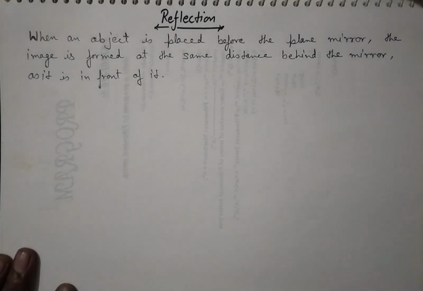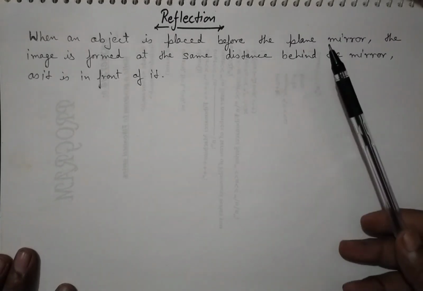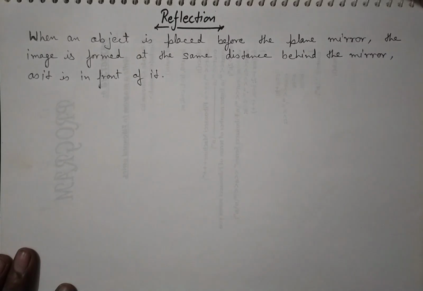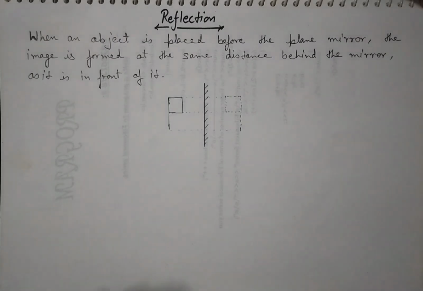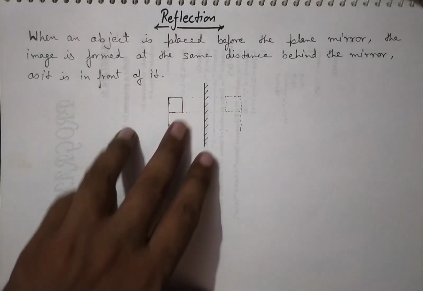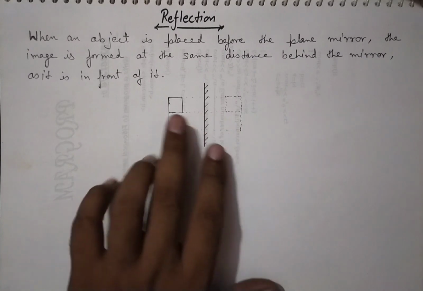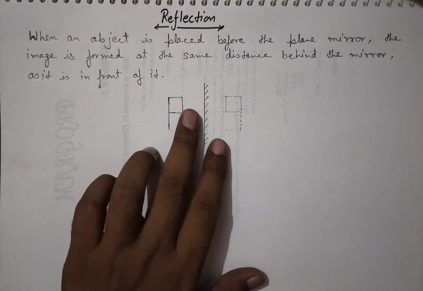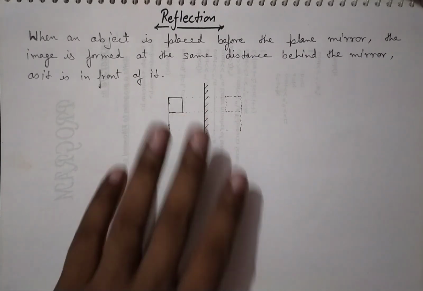Hello students, today we are going to start with the topic reflection, and as we all know, whenever we talk about reflection, the thing which comes to our mind is that when an object is placed before a plane mirror, the image is formed at the same distance behind the mirror as it is in front of it. As we can see over here, we have this figure P and its image is formed at the same distance behind the mirror as it is in front of it.